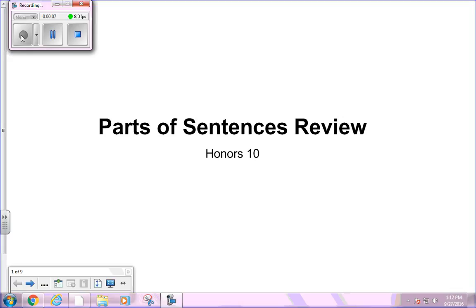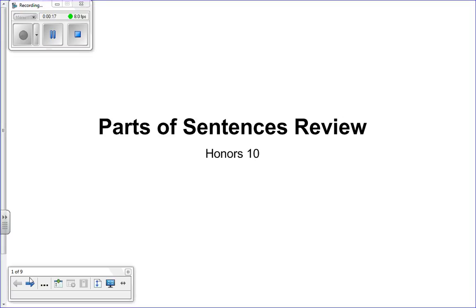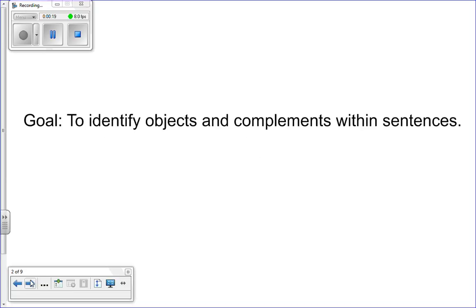Before we can move on into the phrases, we have to first review the basic parts of sentences in order to understand how certain phrases will function within sentences. Our goal for today is to identify objects and subject complements within sentences. You should be taking notes as you watch the video. Please pause on certain screens so that you can take notes.